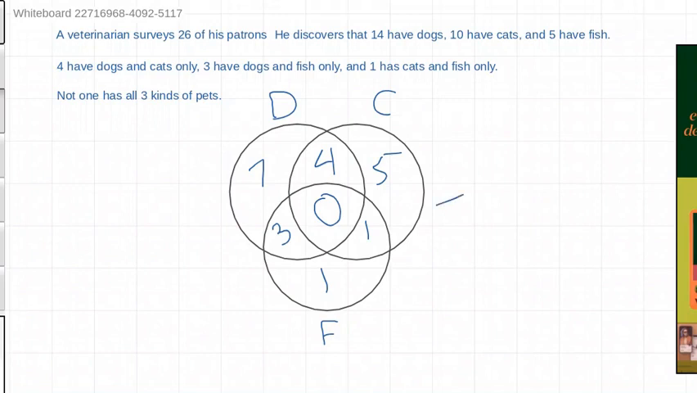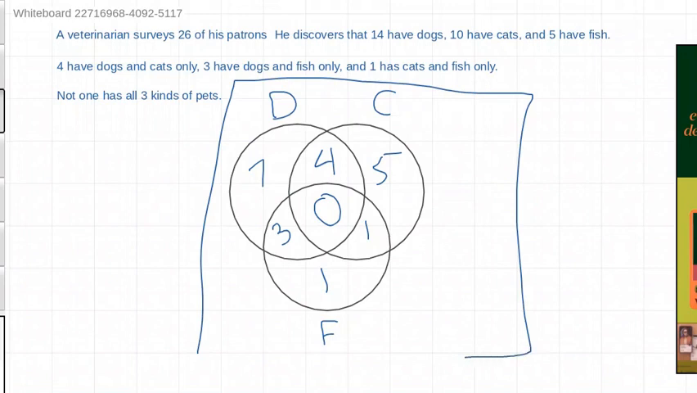Now we have to draw a universal set. So all of this equals 21. So we have 5 left over. So we need to draw our box, and it doesn't need to be perfect, as you can see. And we just put our 5 in any corner.